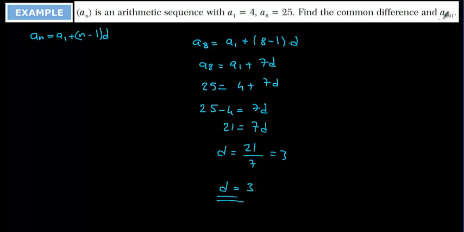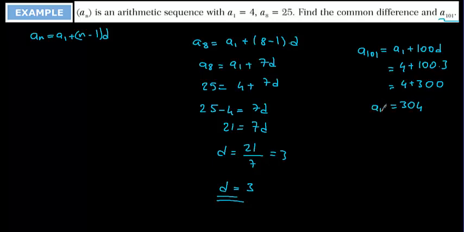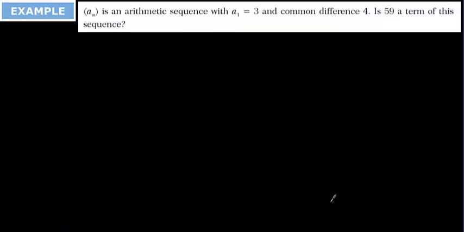But in the question they are also asking to find the 101st term of the sequence. So a101 is going to be a1 plus 100 times d, which is n minus 1. 101 minus 1 is equal to 100, and it's going to be equal to 4 plus 100 times 3, which is equal to 4 plus 300, and that's equal to 304. So a101 is going to be equal to 304. First we found the common difference, and we found the 101st term of the sequence.